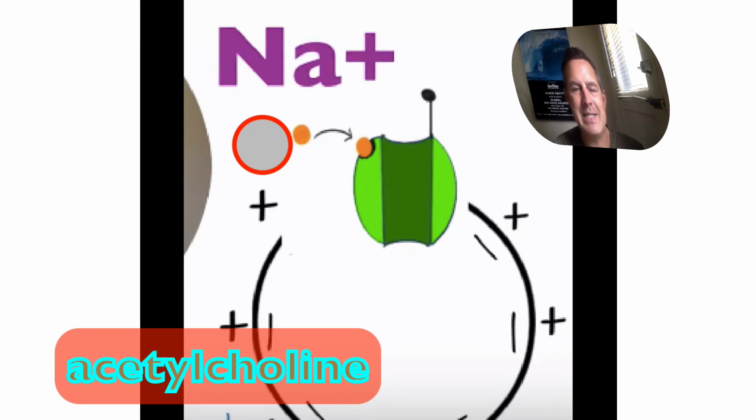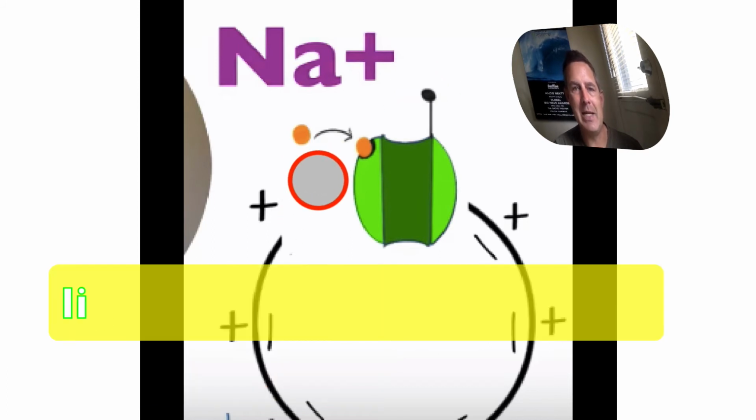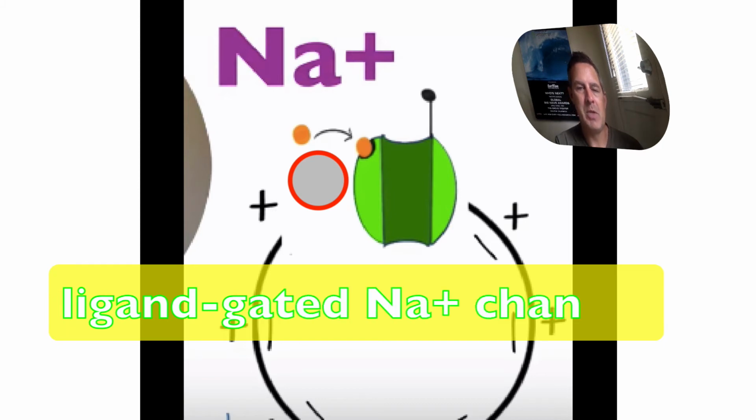The ligand is never what is passing through that channel. That is to say, acetylcholine does not pass through the channel. Acetylcholine is merely the key that opens up this door, if you will. So we would call this a ligand-gated sodium channel because it's going to open up the gate, and because sodium always wants to move passively into the cell down its gradient, sodium will then do so.